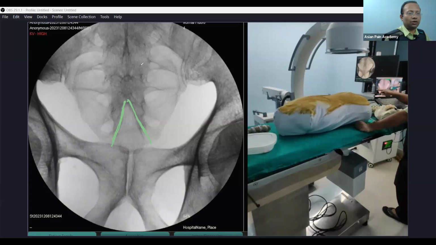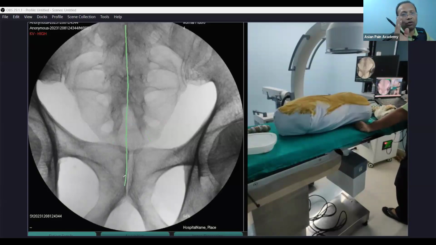So here the caudal canal is very much clean. We can see, but in a normal patient, where there is so much tissue, fat, everything, you may not see so nicely, but still a caudal canal can be seen. So in AP view, what is our aim? Our aim is to see the midline, and the needle tip should always be in the midline. That is our aim in the AP view, in a true AP view.